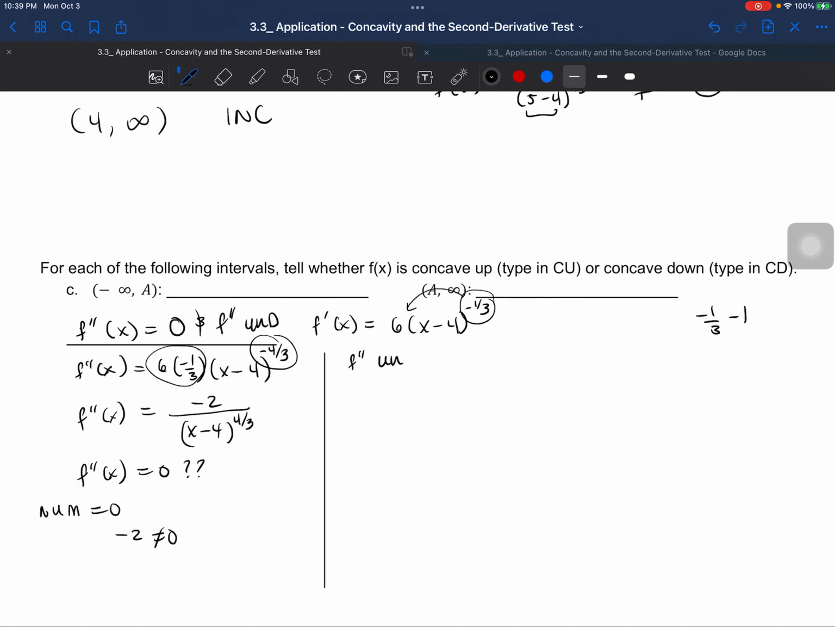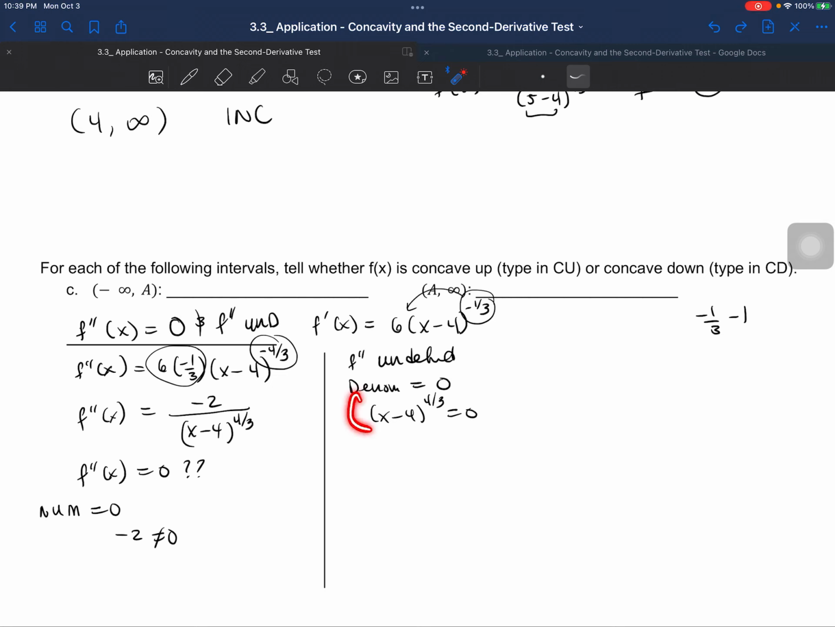So let's try the second one. That will be whenever the second derivative is undefined, and that's going to happen whenever the denominator is equal to 0. So this will be undefined whenever the denominator is 0. Just like before, we're going to use the same logic and say this is only going to be 0 whenever this is 0. 0 to any power will give you 0, but any nonzero number raised to any power will never give you a 0, right? So this has to equal 0.